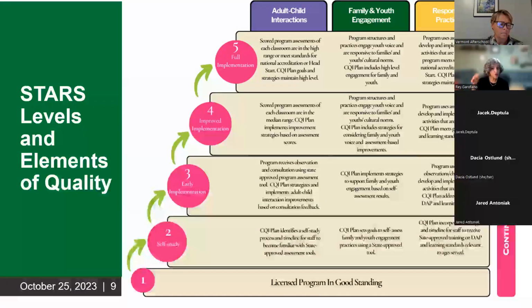So this just shows that each level builds on the next. Each STARS level has areas in all those 3 elements. So in level 2, you have to demonstrate that you have achieved different goals in each different element, and so on. And you kind of build on each level until you're fully implementing at STAR level 5.